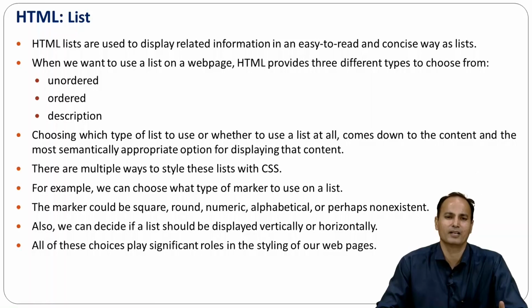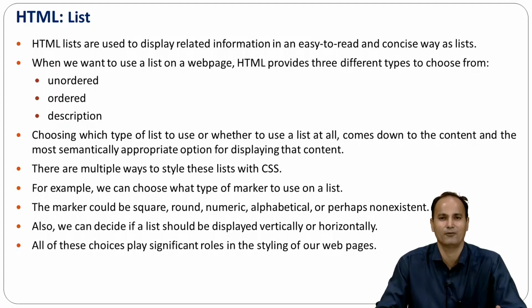For example, we can choose what type of markers to use on a list. The markers could be square, round, numerical, alphanumerical, or perhaps non-existent, that means none. We don't want to display any kind of markers. Also, we can decide if a list should be displayed vertically or horizontally. All of these choices may play a significant role in displaying the content on a web page.